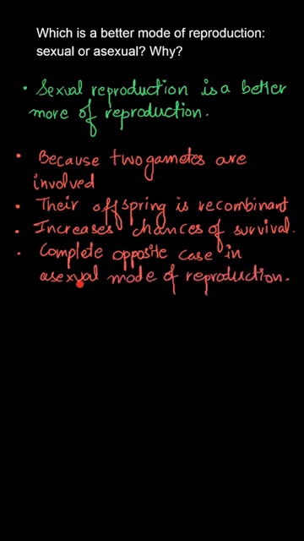Now, if we look into asexual mode of reproduction, it is completely opposite to sexual mode of reproduction, because in asexual mode of reproduction, it produces clones as offsprings. Now, clones are exactly similar to its parents, so there will be no variance. Therefore, there will be lesser chances of survival.